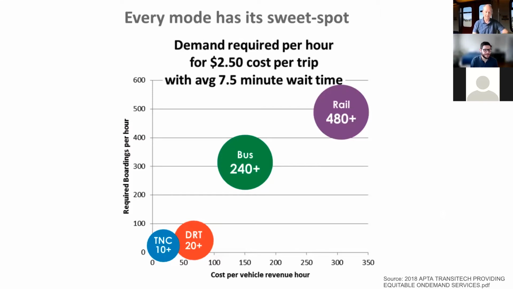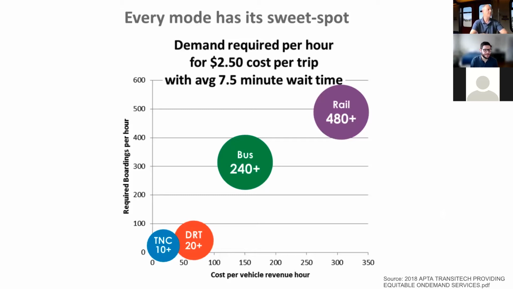in saying like, there is basically a sweet spot for any type of service. So what this slide is basically showing, for example, if you have a certain cost for your services that you're providing, a bus costs more per vehicle revenue hour than a DRT, and that costs more than TNC. A rail is even more expensive.